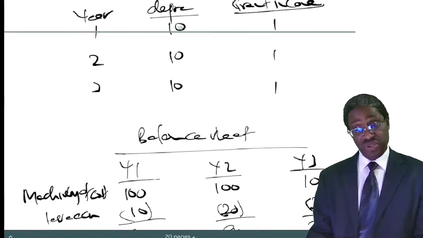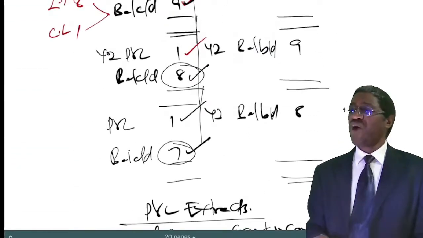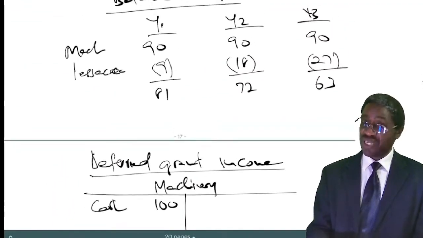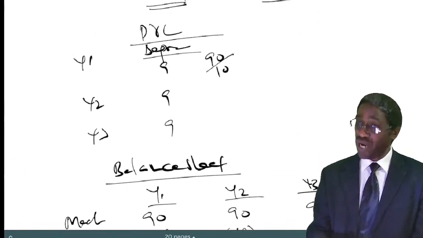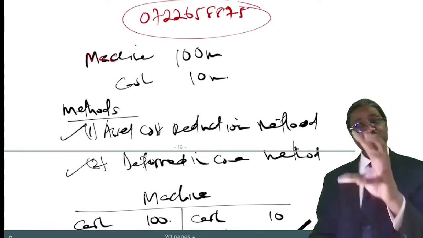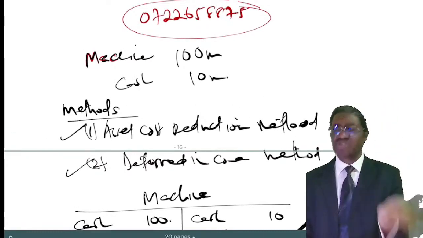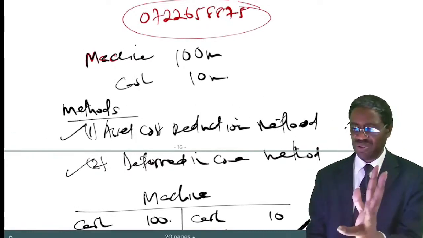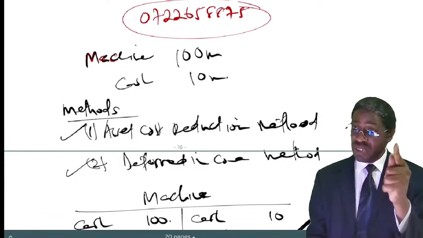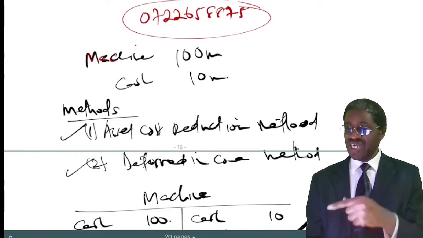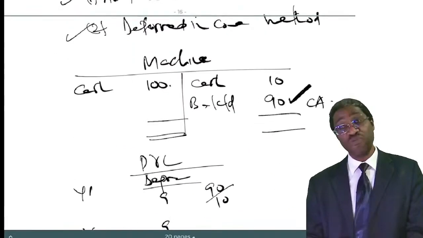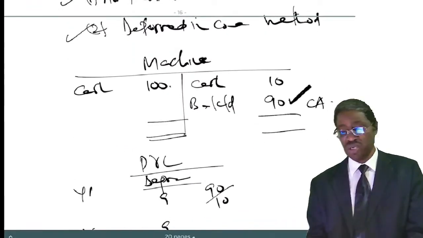So those are the two methods of accounting for capital grant. First method was which one? We can call it cost reduction method or asset cost reduction method, where I said you deduct the grant from the original cost of the asset in arriving at the carrying amount of the asset, or the reduced carrying amount of the asset.